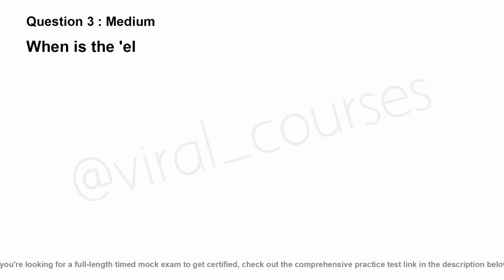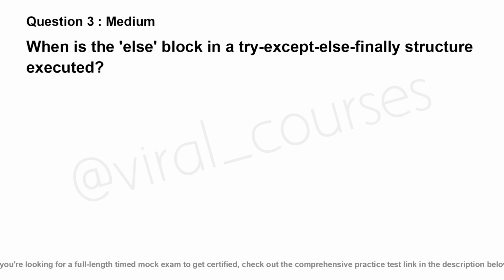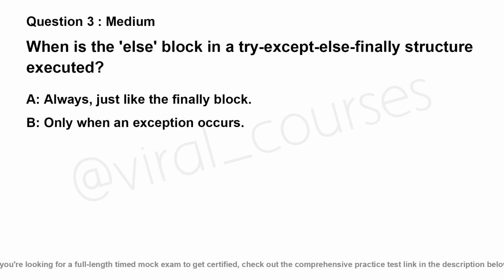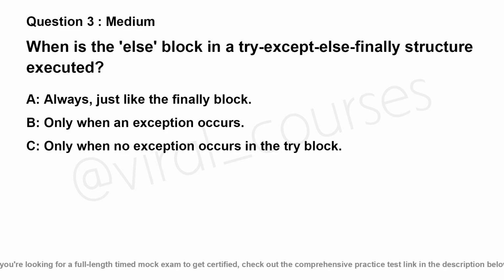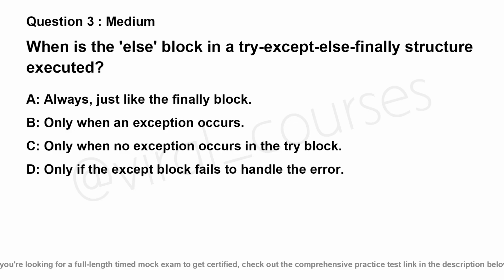When is the else block in a try except else finally structure executed? Option A, always, just like the finally block. Option B, only when an exception occurs. Option C, only when no exception occurs in the try block. Option D, only if the except block fails to handle the error.